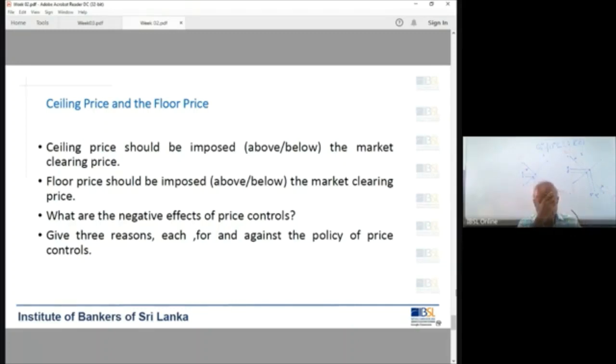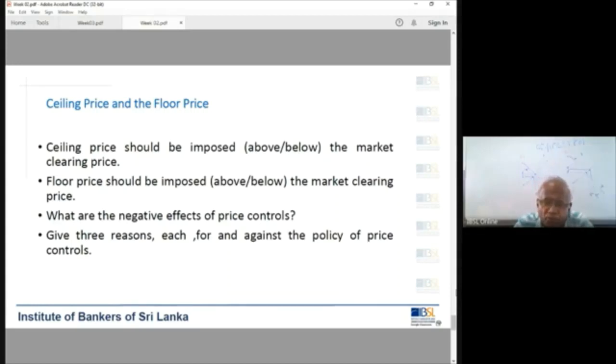This is an easy question. Ceiling price should be imposed. Ceiling price is the maximum price. Imposed above or below the market clearing price? When the government imposes a ceiling price, it is below. Good. Why is that? They assume the market clearing price is very high and some people cannot afford it, so the government puts a cap below that. Maximum price, that is the objective of the ceiling price.